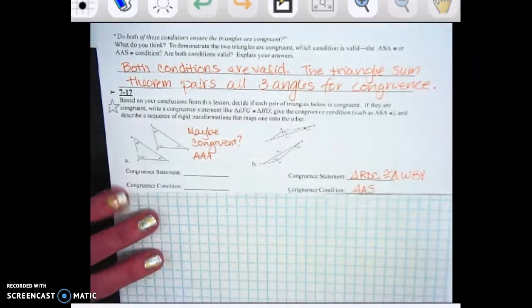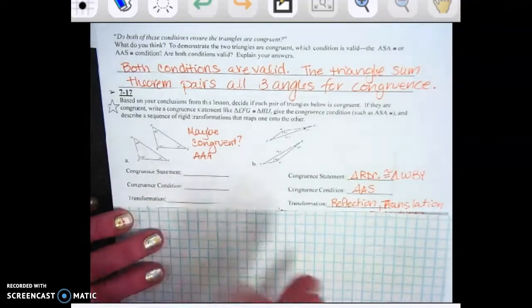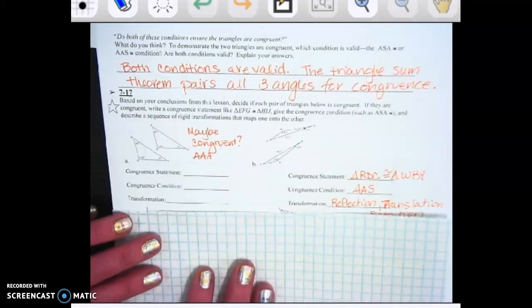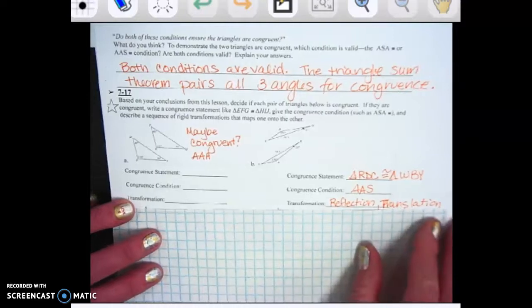These are always in question, so we're not going to write a congruent statement, and we don't need to write what transformation occurred because we don't know if they're congruent or not because we don't know side measures. We have to know at least one side. Okay?